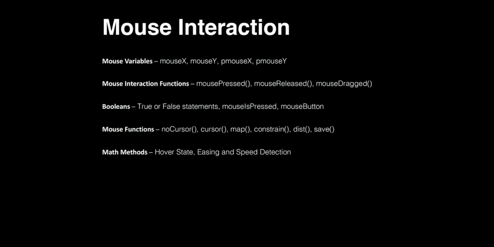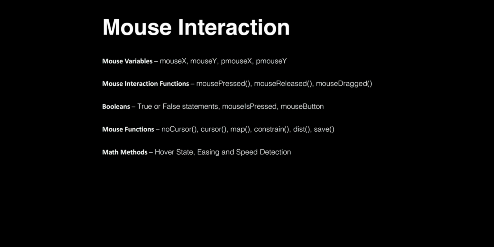Then we're going to talk about some functions when it comes to mouse interactions. So there's mousePressed, mouseReleased, and mouseDragged. We're going to briefly talk about booleans as well, which are true or false statements. And then there are some standard booleans that come with P5 out of the box: mouseIsPressed and mouseButton.